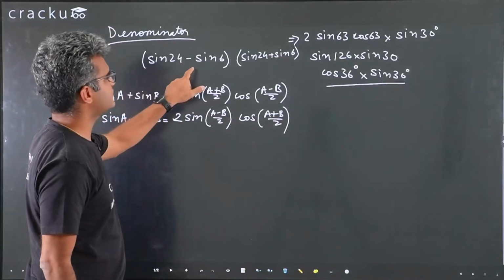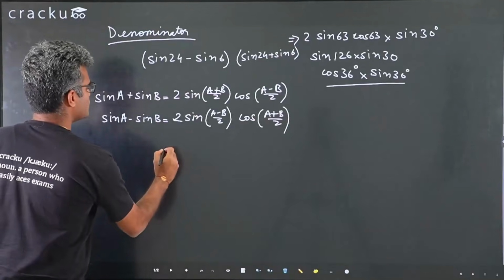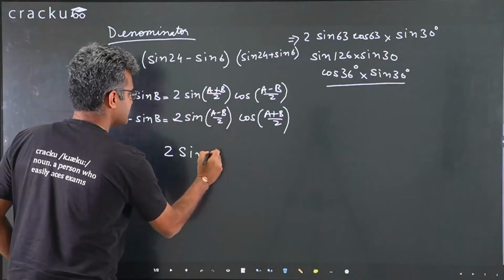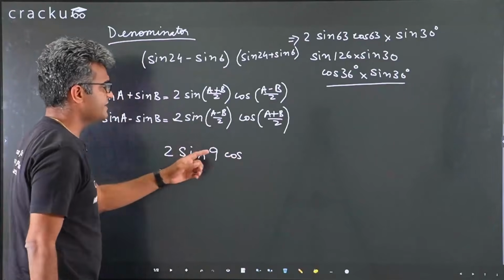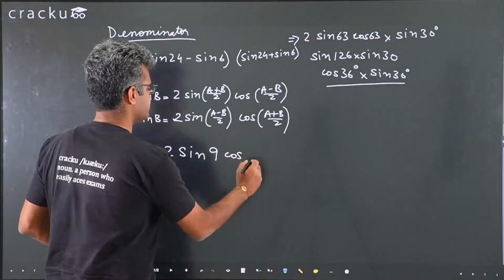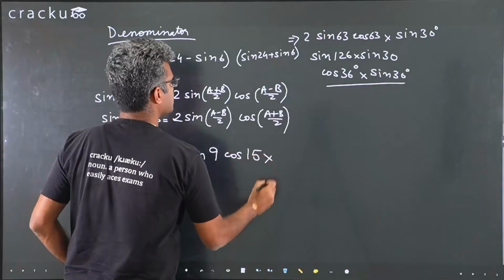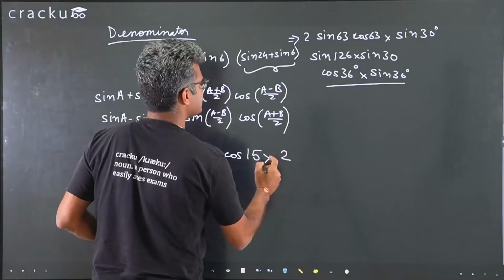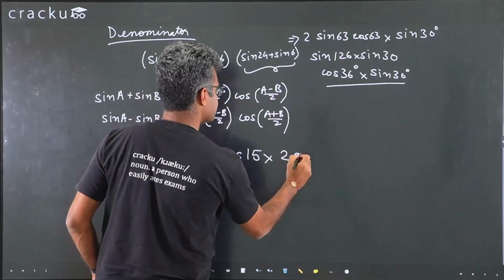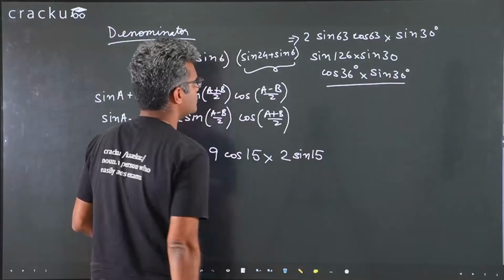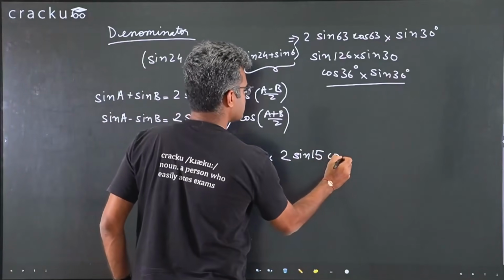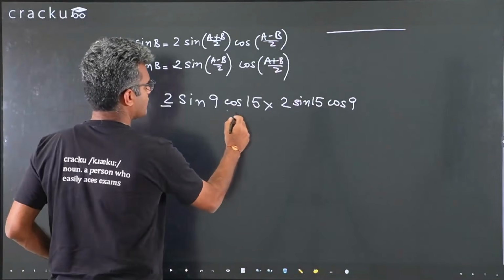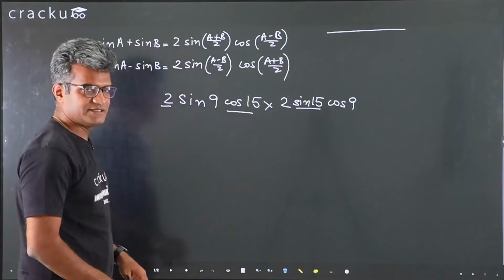So now we have sin 24 minus sin 6, that will be equal to 2 times sin of (24 minus 6) by 2, which is 9, into cos of (24 plus 6) by 2, which is 15, into sin 24 plus sin 6, that is 2 times sin of (24 plus 6) by 2, which is sin 15, into cos of (24 minus 6) by 2, which is 9. This is the denominator.